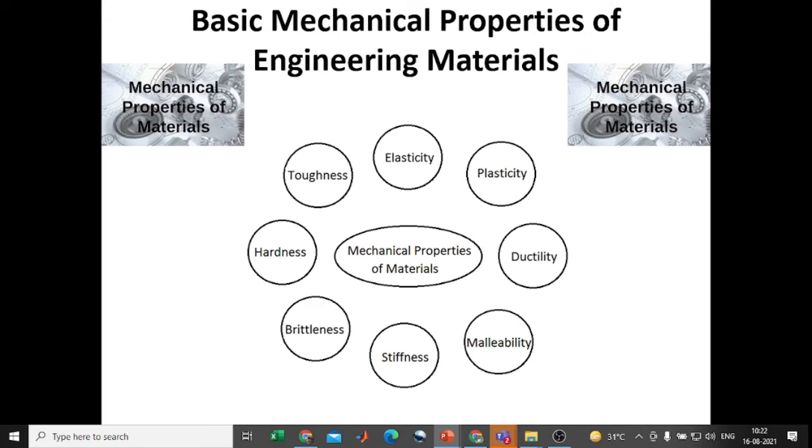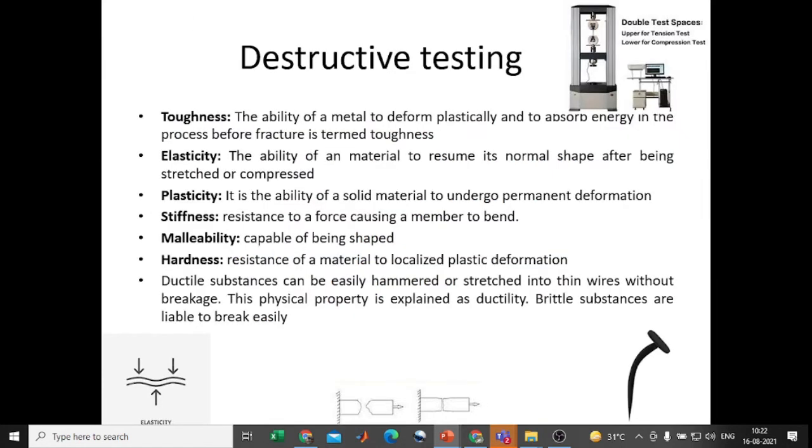So what is meant by toughness? What is elasticity? What is plasticity? Let's see. The toughness. What is meant by toughness? The ability of a metal to deform plastically and to absorb energy in the process before fracture is termed toughness. So for identifying toughness, you may use different testing procedures in the strength of materials laboratory.